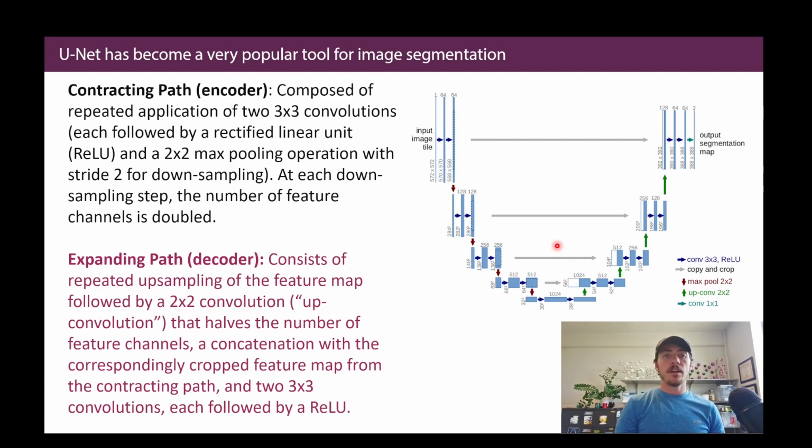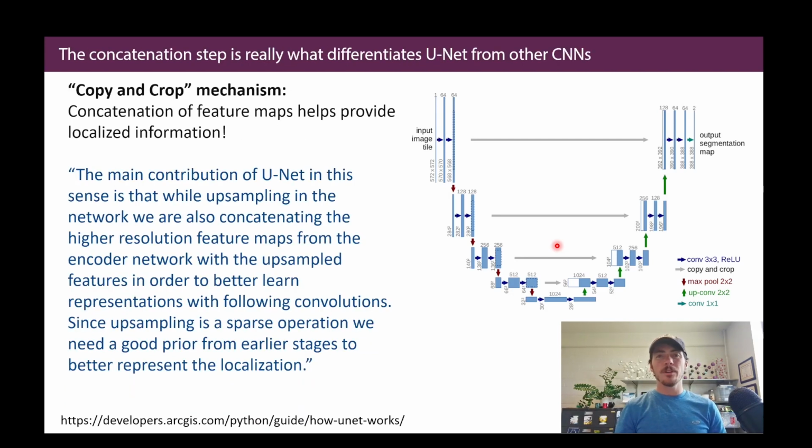First, the expanding path. This consists of essentially repeatedly upsampling your feature map by 2x2 convolutions. This is followed by a 2x2 convolution. This is an up convolution. And this halves the number of feature channels. And then concatenation with the cropped feature map from the contracting path. And then two 3x3 convolutions, each followed by a ReLU. Okay? So what is this copy and crop mechanism?